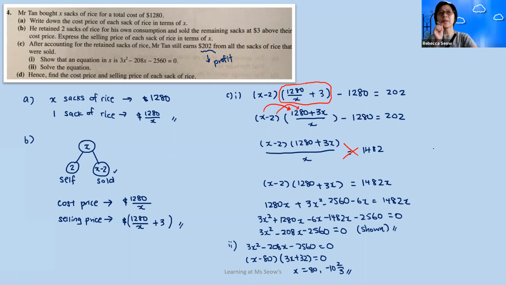That will lead to part D. So for part D, that's where we need to decide which value of x to make use as the answer. Hence, find the cost price and selling price of each sack of rice. Okay, so let's see. When x is equal to 80, what's the cost price?